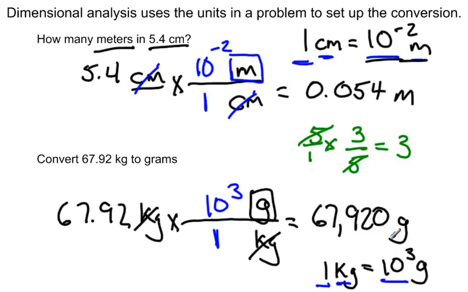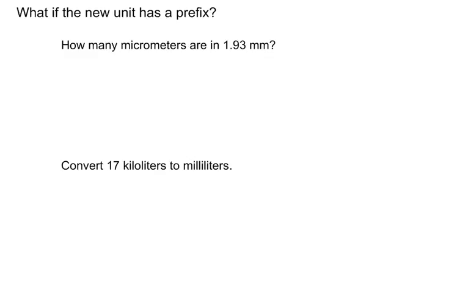Okay. Now, these are a little more difficult. Okay. Not a ton, but a little. And so here we're having units that both have prefixes. In our previous examples, one didn't have a prefix. So here they both have a prefix. So what do we do here?